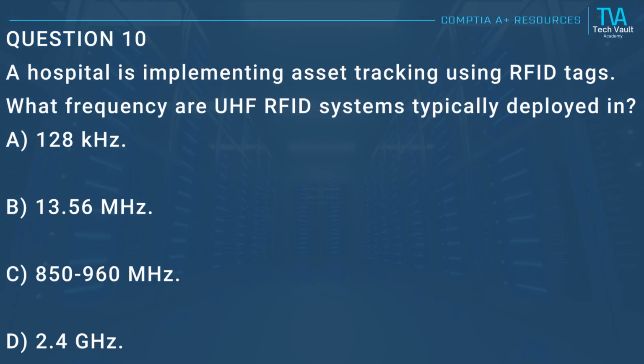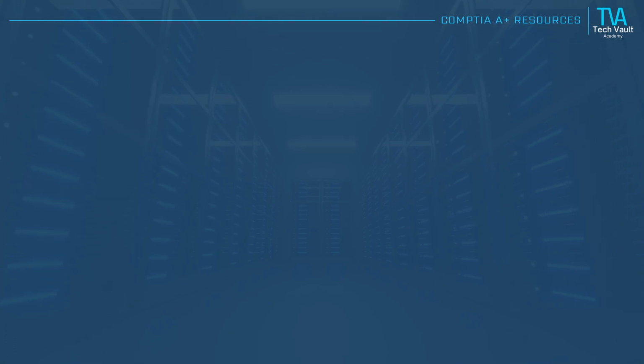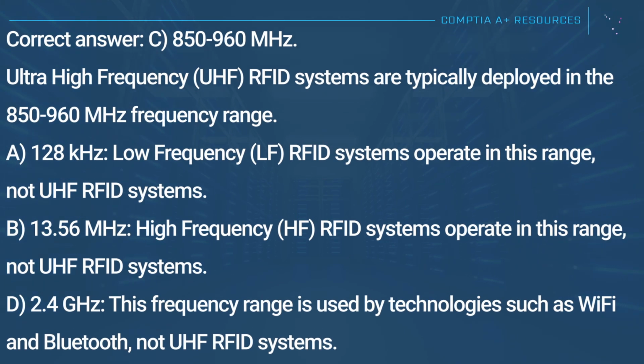Correct answer, C, 850 to 960 MHz. Ultra-high frequency UHF RFID systems are typically deployed in the 850 to 960 MHz frequency range. A, 128 kHz. Low-frequency LF RFID systems operate in this range, not UHF RFID systems.